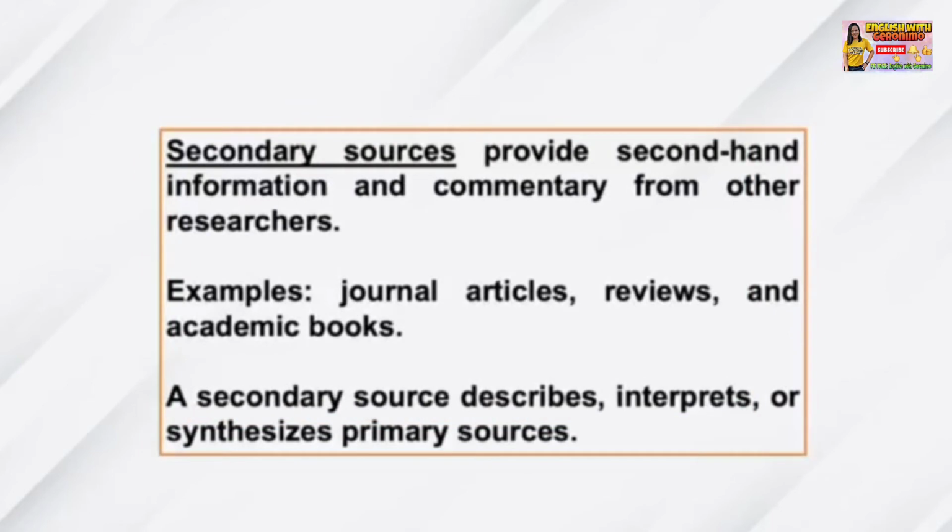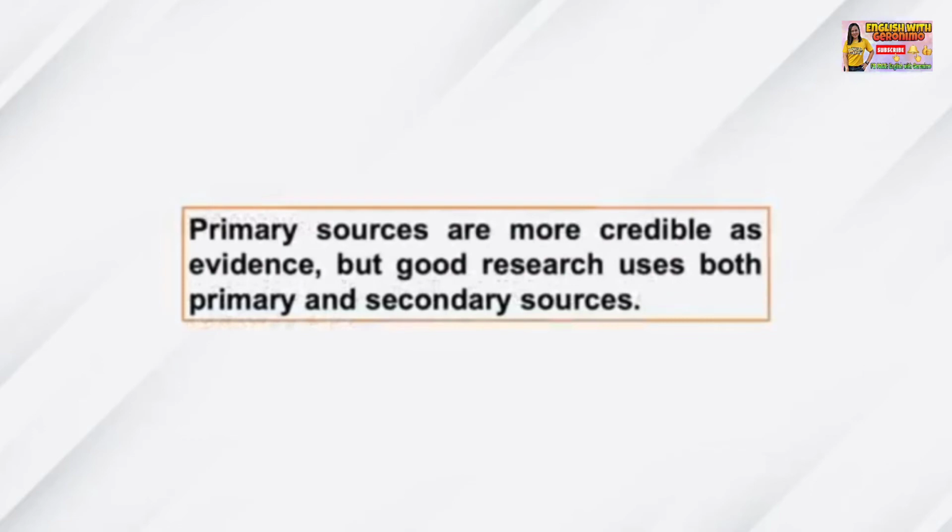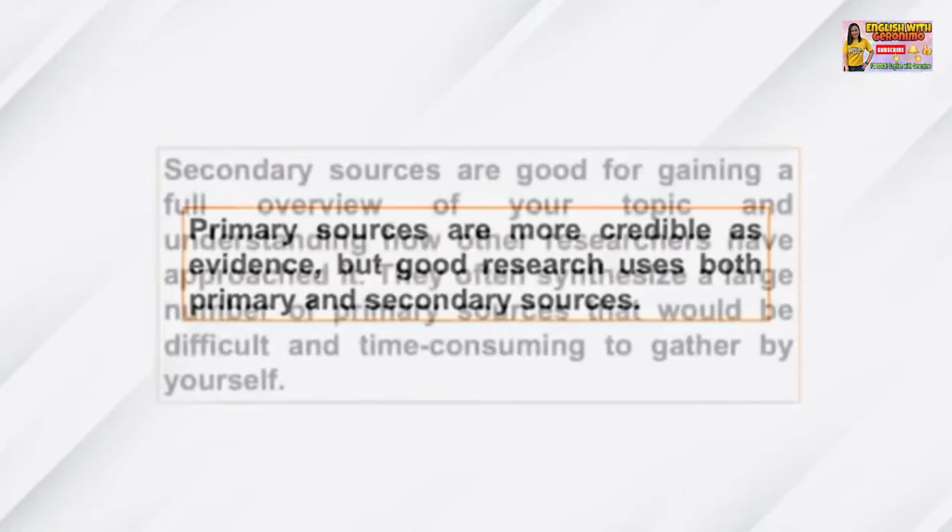Another source of information is what we call secondary sources. Secondary sources provide second-hand information and commentary from other researchers. Examples include journal articles, reviews, and academic books. A secondary source describes, interprets, or synthesizes primary sources. Primary sources are more credible as evidence, but good research uses both primary and secondary sources.